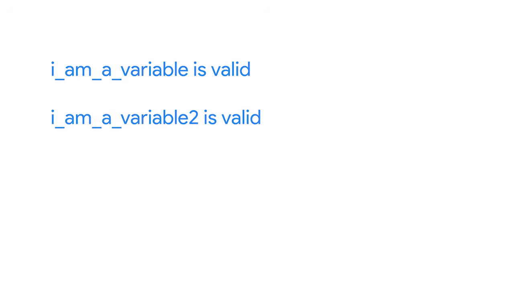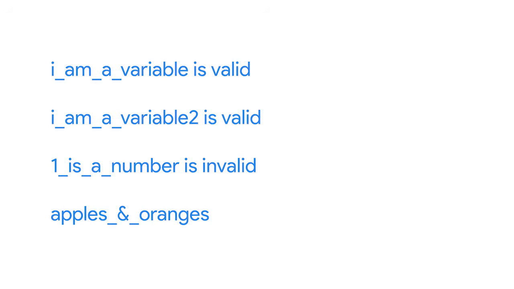I_am_a_variable is a valid variable name. I_am_a_variable_2 is also a valid variable name. 1_is_a_number is invalid because variable names must start with a letter or underscore. Apples_&_oranges is invalid because it uses the special character ampersand.